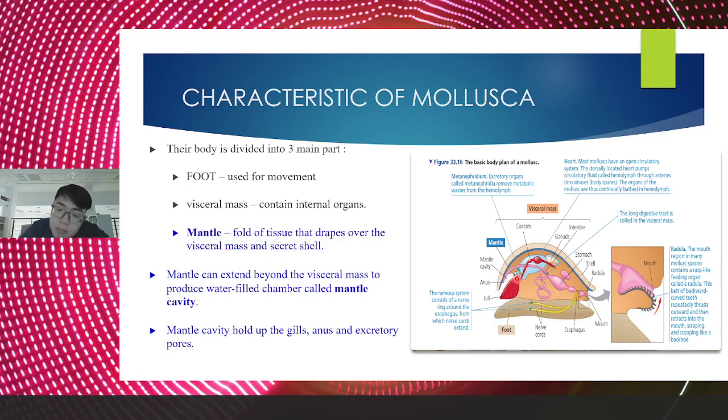Here you see the blue colour, a form of tissue that drapes over the visceral mass and secretes the shell. This is the part that produces the shell for the phylum Mollusca organism. The mantle can extend beyond the visceral mass to produce a water-filled chamber called the mantle cavity, and the mantle cavity holds the gills, anus and excretory pore. This is the function of the mantle.